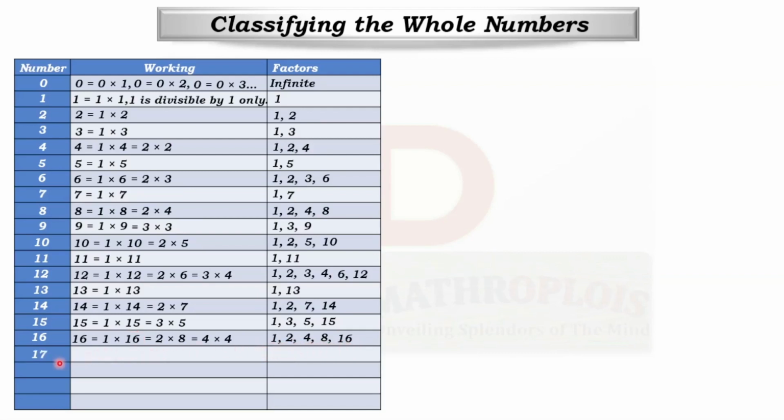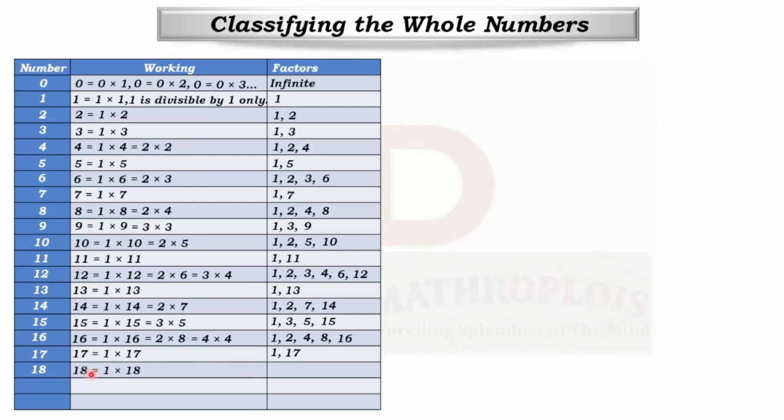Next number is 17. Let us find out all possible factors of 17. 1 multiplied by 17 is equal to 17. And there isn't any other factor of 17. It means 17 has only 2 factors. First factor is 1, and the other factor is 17 itself. Next number is 18.